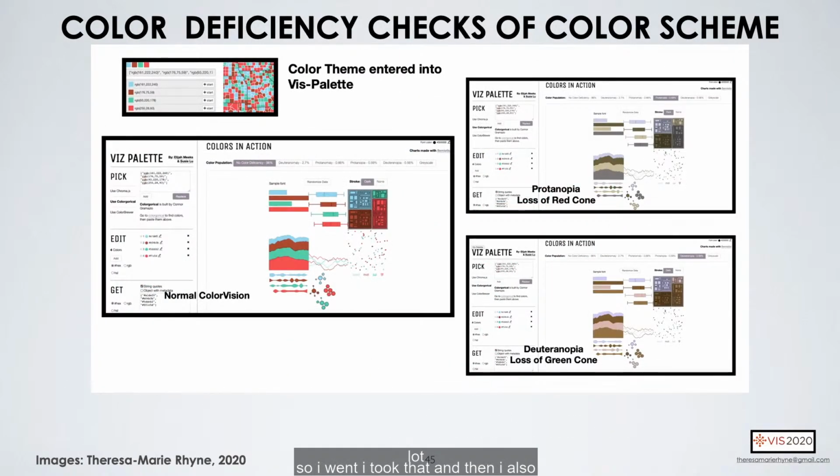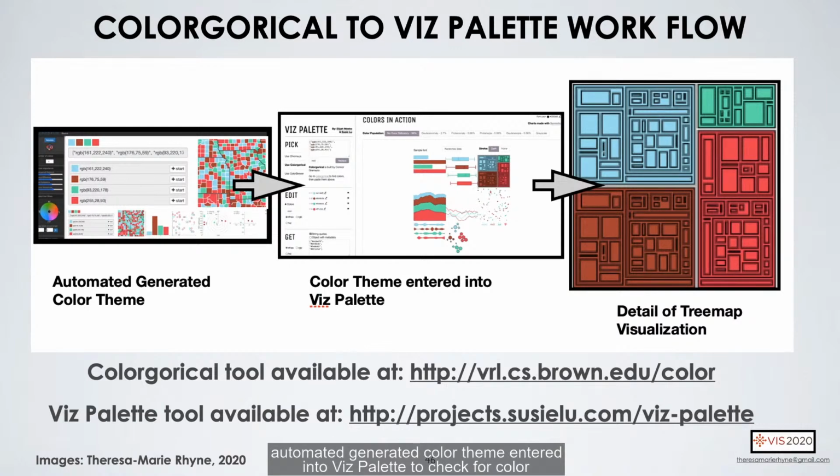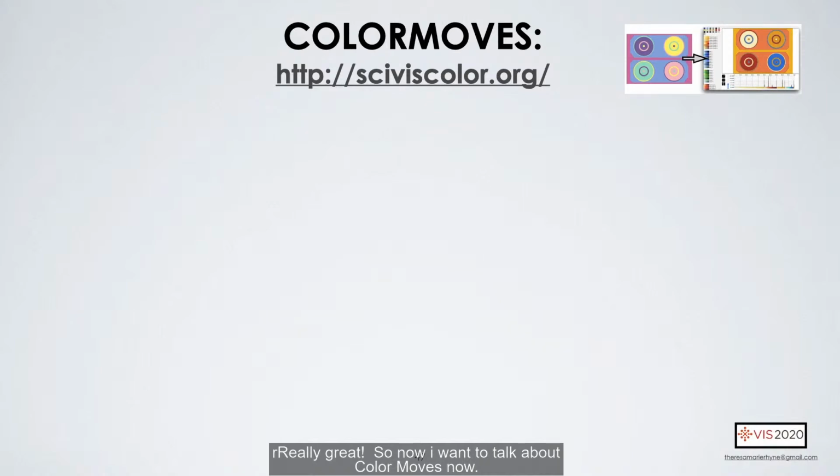So I took that, and then I also made sure I did my color deficiency checks. Categorical doesn't have immediate color deficiency checks, but thank goodness VIS Palette does, so I'm checking. And so I got a nice little flow here: automated generated color theme, entered into VIS Palette, checked for color deficiencies, and then final results. And that could make my boss happy again, because that's going to be a different kind of color combination than I probably would have even come up with using color harmony. So categorical did a neat solution for me. Really great. So now I want to talk about Color Moves.